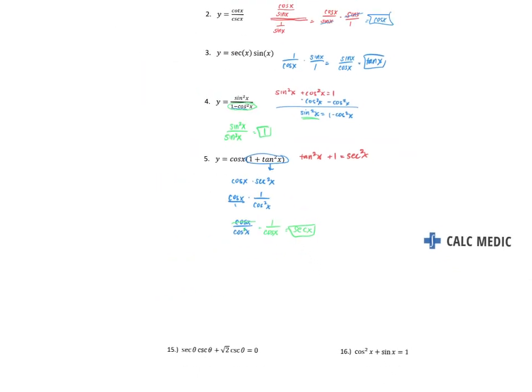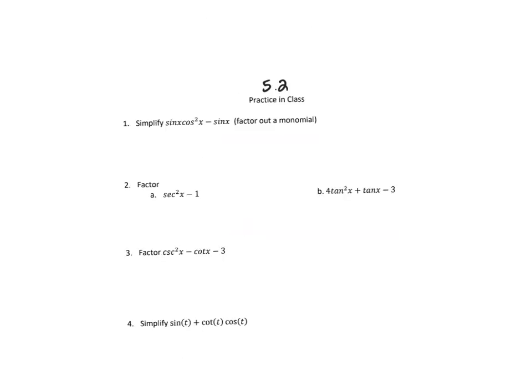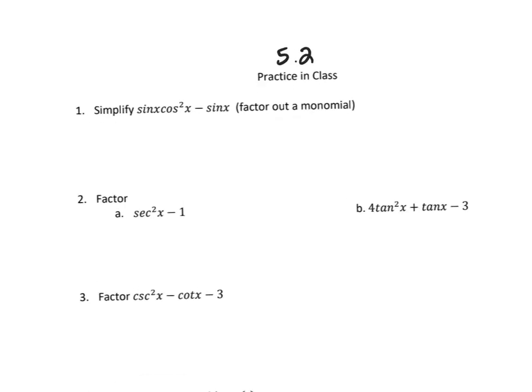All right, and that is it for 5.1b. All right, we're going to get started now with 5.2. And we're just going to do a lot of practice problems, add some things to our strategies list, and work through them. So here we go.